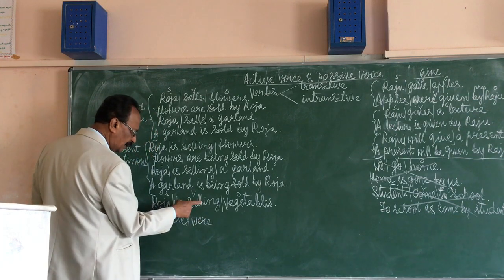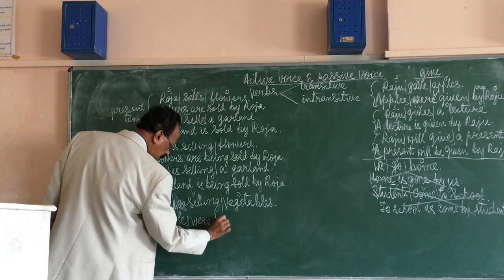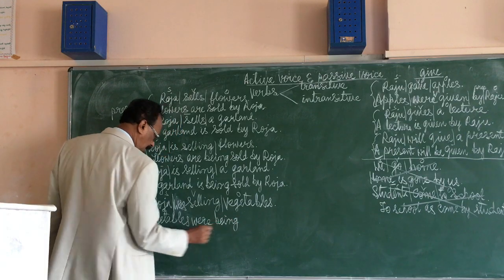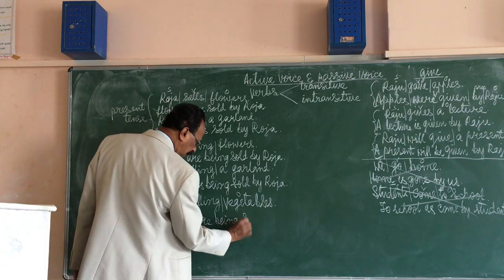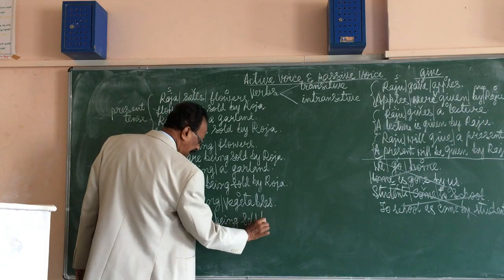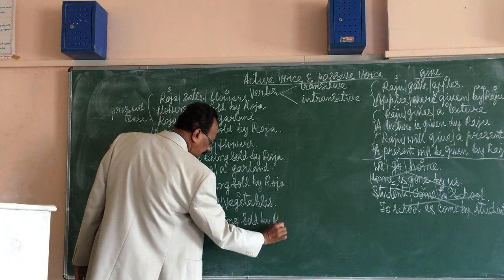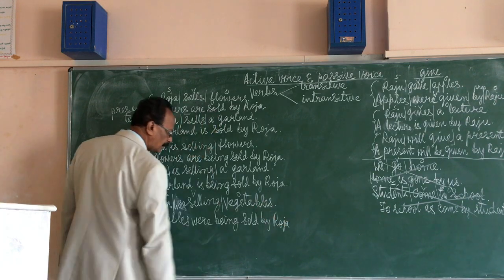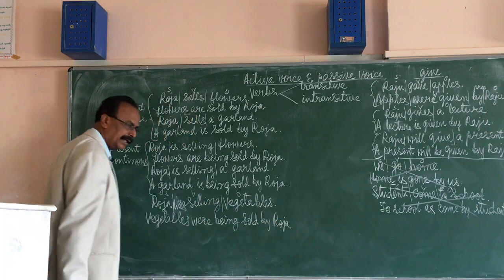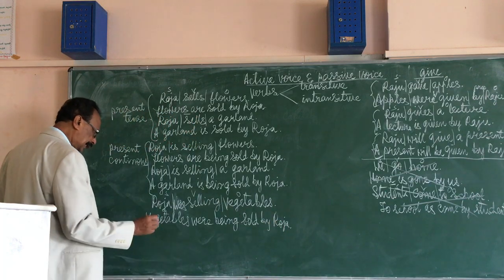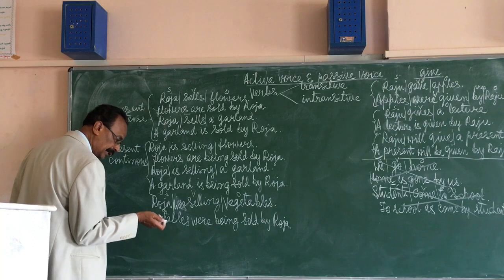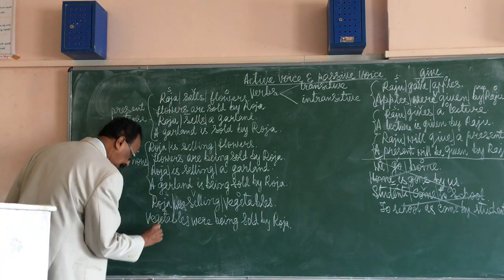To make this selling into sold, we have to use being. Vegetables were being sold by Roja. And we shall make another sentence in past continuous singular.